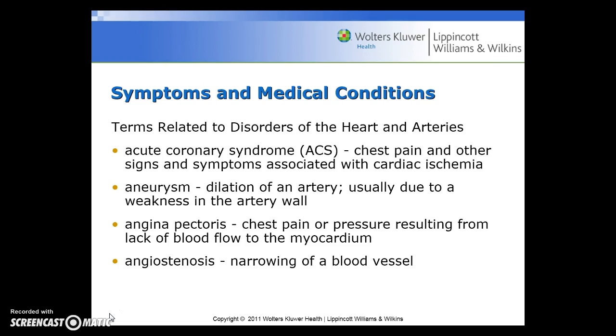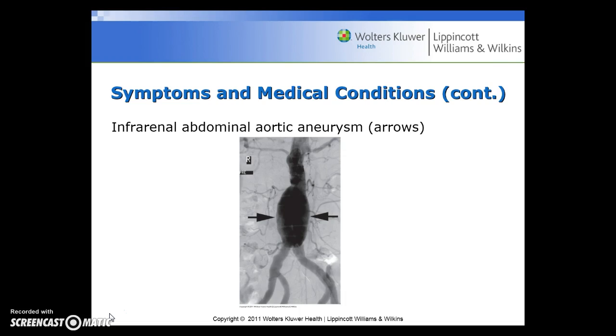Some common symptoms or terms related to the disorders of heart and arteries and medical conditions. Acute coronary syndrome is ACS, and that's chest pain and other signs and symptoms associated with a cardiac ischemia. Aneurysm is a dilation of an artery, and that's usually due to a weakness in the artery wall. Angina pectoris is chest pain or pressure resulting from lack of blood flow to the myocardium. Angiostenosis is the narrowing of blood vessels. And here is infrarenal abdominal aortic aneurysm, and you can see that in the arrows there.